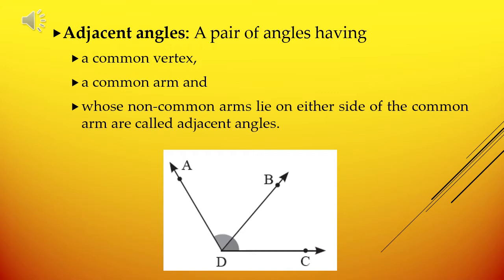These are called adjacent angles, like you can see here in the figure that in angle ADC there are two angles lying in between. One is angle ADB and the other is angle BDC. Both the angles have D point common and BD arm common to each other. And there are two non-common arms also, AD and DC.